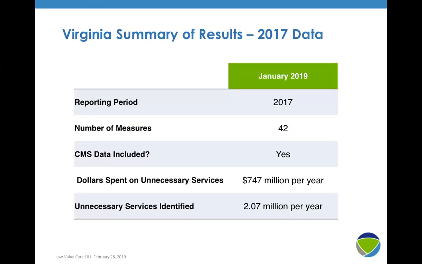So in terms of our data, one of the challenges moving forward is there's a little bit of a data lag. So in January of 2019, we could release results through December of 2017. So there's about a year lag right now. We're working to shorten that time period. But I want to focus your attention on the last two numbers there. Just those 42 measures in Virginia, 747 million per year. And that represents over 2 million unnecessary services. Next slide.